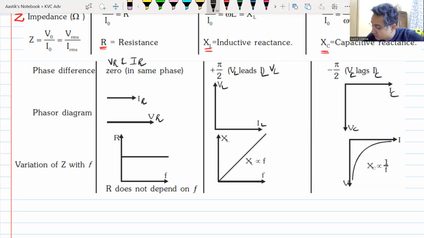This is the variation of Z with F. Here it remains constant. Here it is directly proportional. Here it is inversely proportional. Do we see this? Yes or no? Yes, sir. All the things written together. Do we understand this? Yes. Have you noted it down? Are you noting it down or shall I move ahead? We can move ahead.